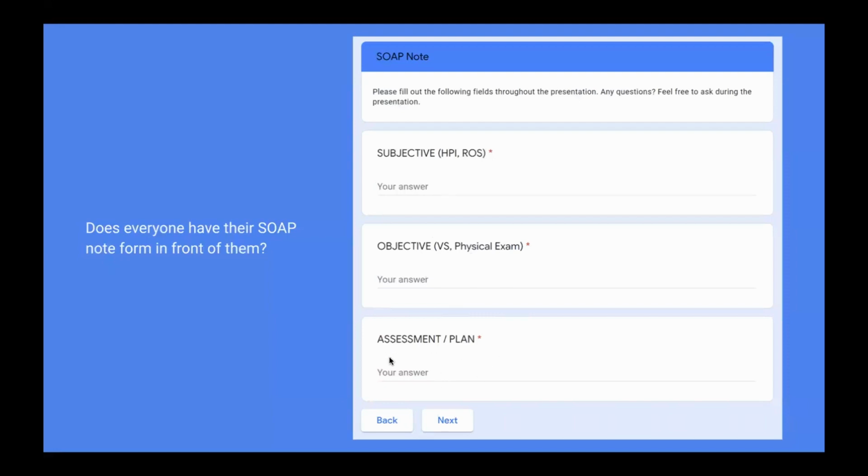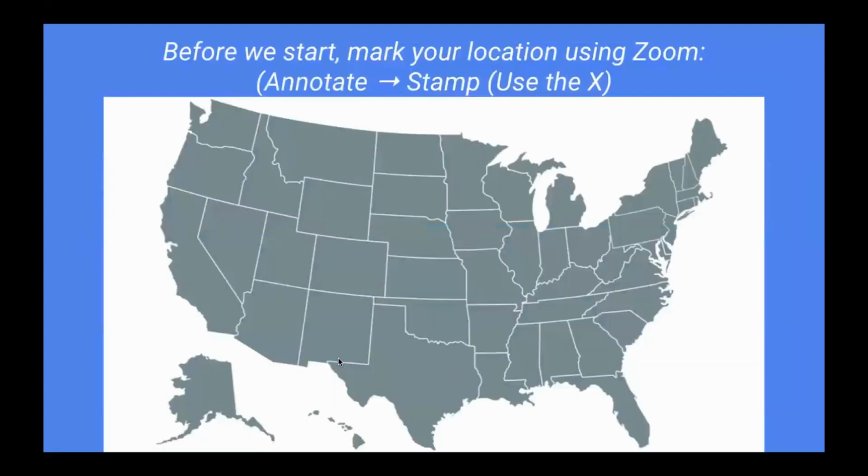And then the assessment and plan you develop yourselves, or we're going to develop one together. So this is our kind of global assessment of the patient, what we think they look like, what we think they have, and then we go through all of the problems that they're presenting with to try to develop a plan of action for them. So I encourage you to fill this out as we go.